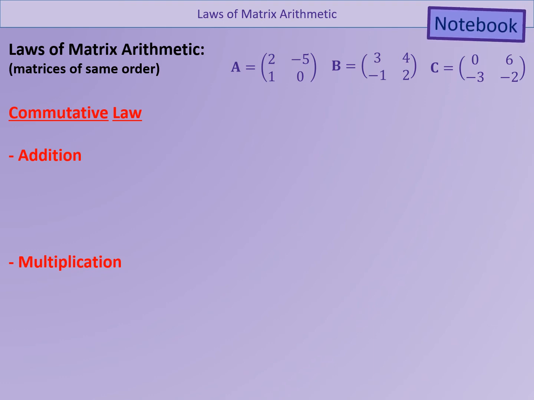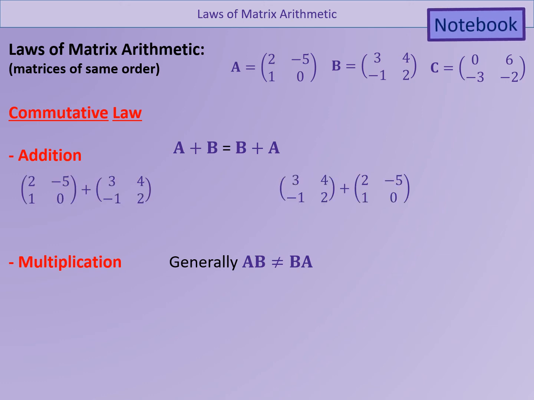Looking at the first law, the commutative law, this is to do with the order in which the operations are combined. So the addition law would be A plus B is equal to B plus A. This is true for all matrices where the matrices are of the same order. But generally speaking, it is not true for multiplication. So AB is not the same as BA.